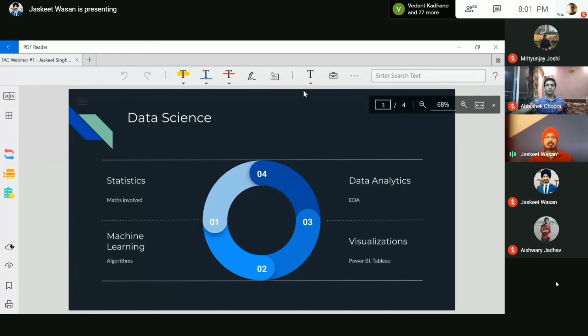Visualization is important too. I work a lot on visualizations and algorithms, which are parts 2 and 3 over here.